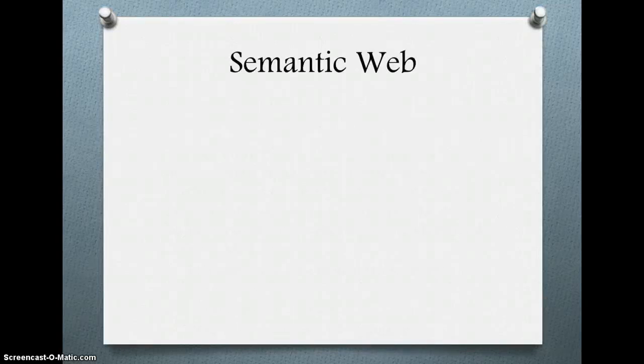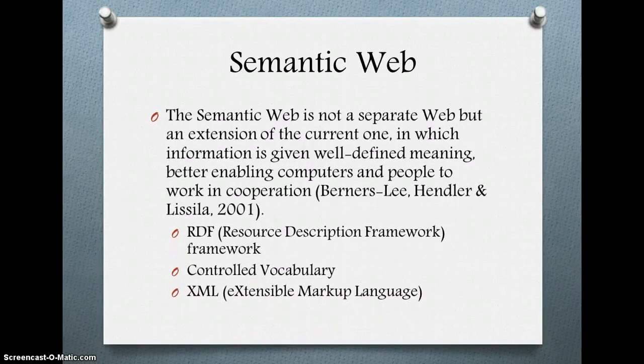Next we have the semantic web. The semantic web is not a separate web, but an extension of the current web, in which information is given well-defined meaning, better enabling computers and people to work in cooperation. It's accomplished through the use of agents, computer applications that parse through data and find relationships based on information entered by the user. A semantic web uses a resource description framework structure and a control vocabulary, and is usually coded through extensible markup language, XML.